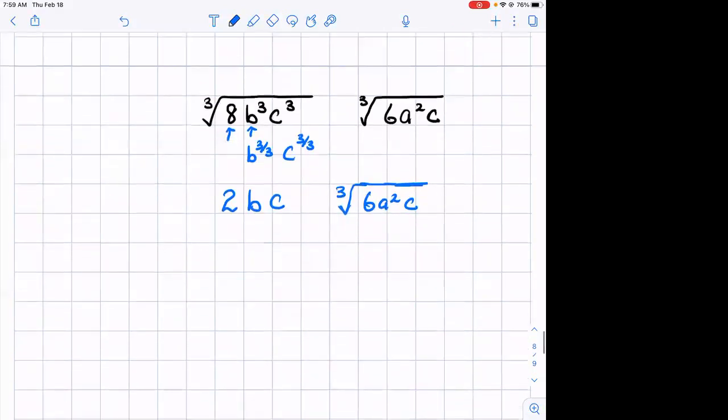So my final answer is 2bc times the cube root of 6a squared c.